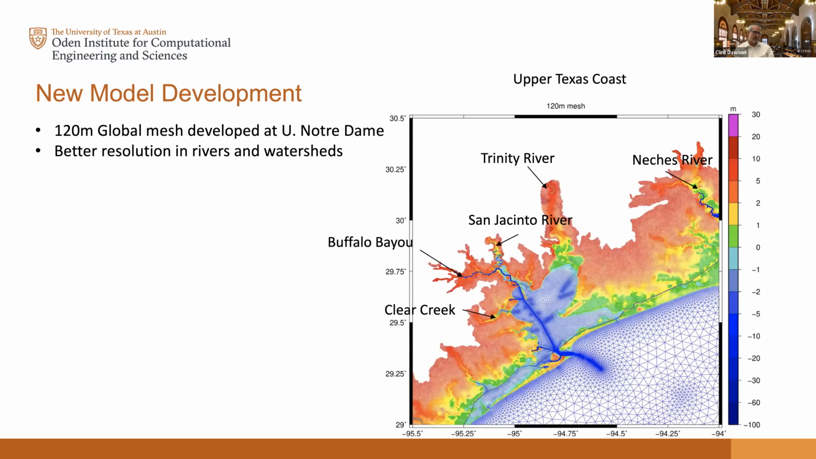So this new mesh has two versions of it. This is what we call the 120 meter mesh, which has a minimum resolution of 120 meters in these coastal inlets. It's being developed primarily at University of Notre Dame by Johannes Westering's group. And it has better resolution in the rivers and the watersheds. So for example, in Houston, if you look at Clear Creek, Buffalo Bayou, the San Jacinto River, the Trinity River, again, the Neches River, we have much better resolution than we ever had before in these rivers.